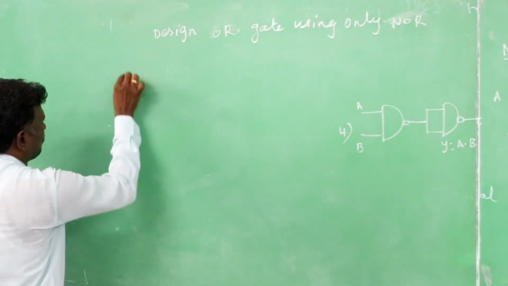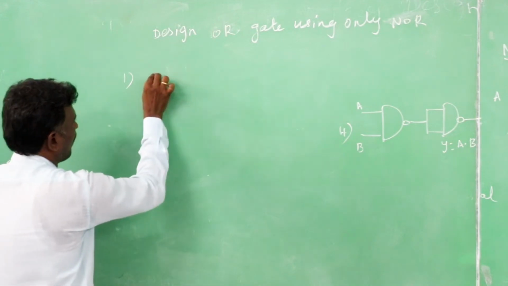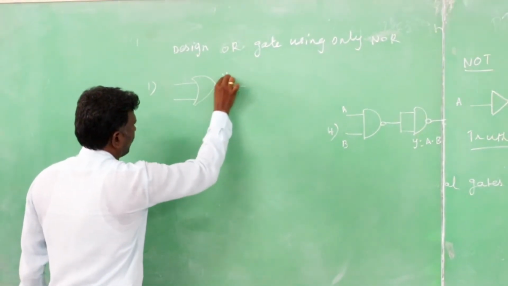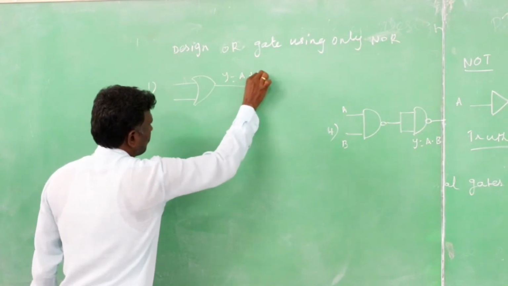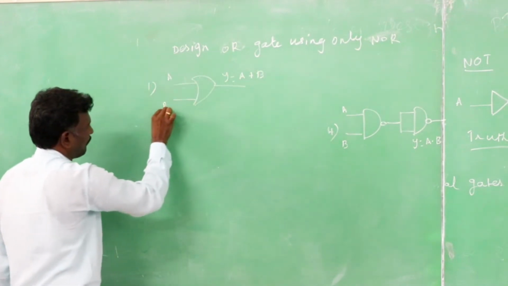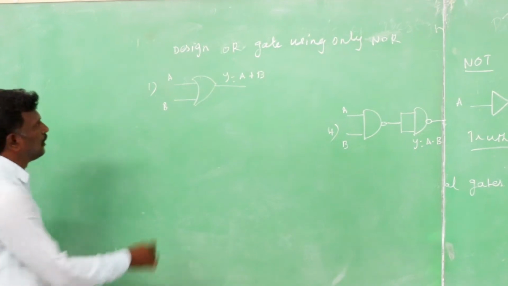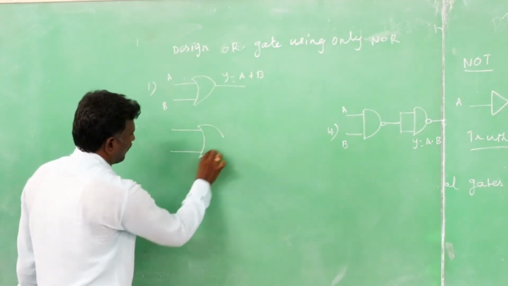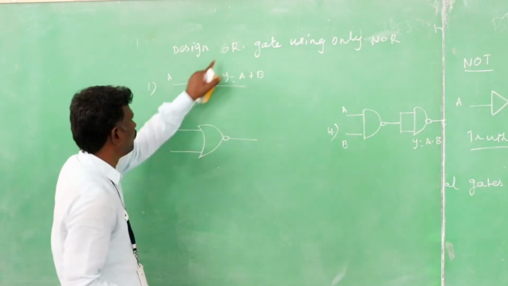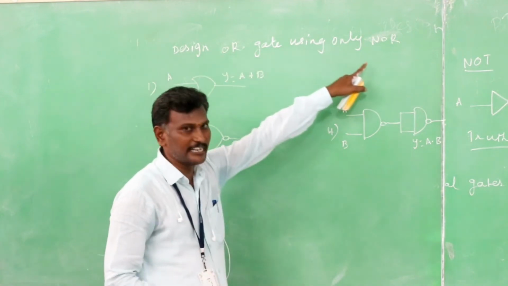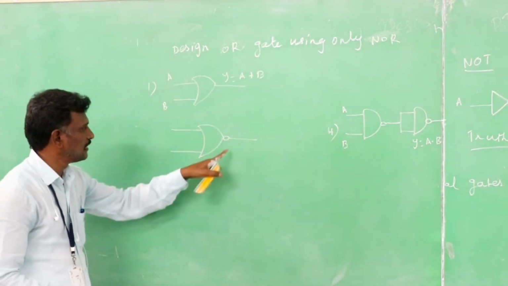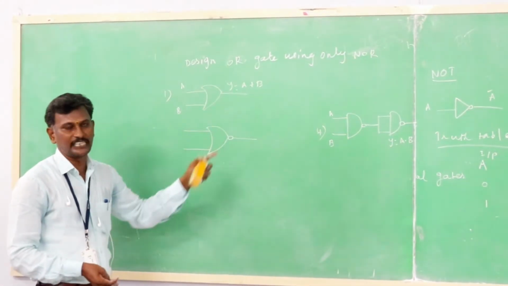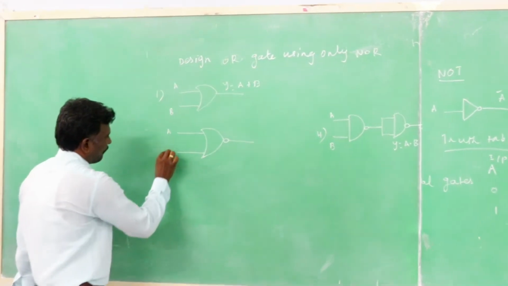So first step, step number 1, draw the actual diagram, the OR gate. So Y equal to A plus B, here also A and B. Step number 2, you have to add a bubble on the output side, because you are using OR gate and NOR gate. So OR, NOR means output side, AND means input side. So A, B.